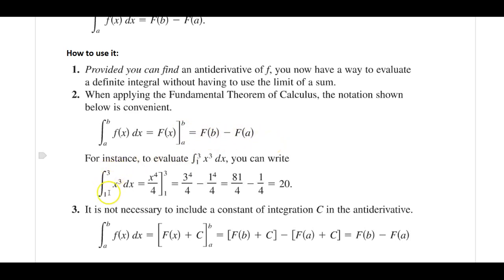So if I wanted to find the integral from 1 to 3 of x cubed dx, that would be x to the 4th over 4 from 1 to 3, and then we will plug the 3 in, so it would be 3 to the 4th over 4, and the 1 in, which is 1 to the 4th over 4, and then we can subtract those two numbers to get 20.